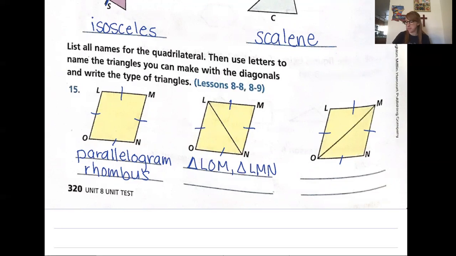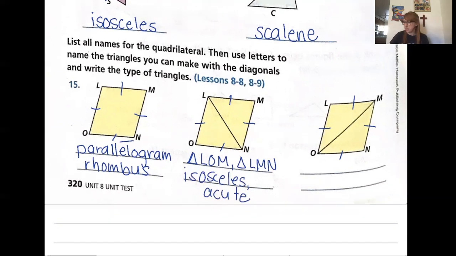Okay, this is the same figure 3 times. So we have an isosceles triangle because two of the sides are the same. So isosceles. And we also have acute triangles here because all of the angles are acute.